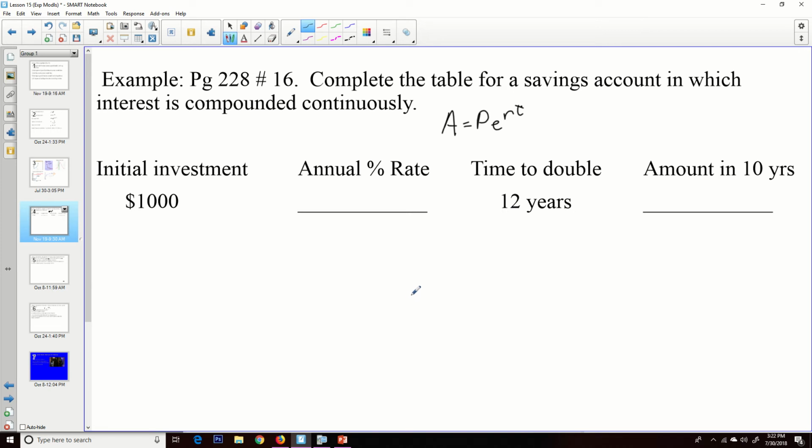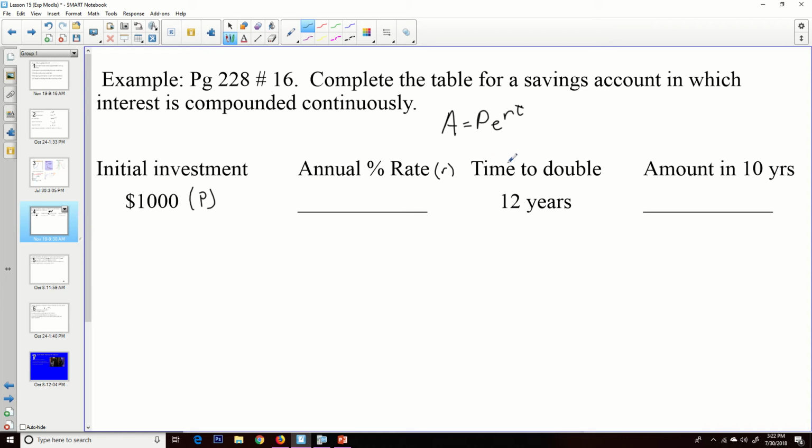Well, if I use the fact that the initial investment is 1,000 and the time to double is 12 years, the amount in 10 years, I really can't come up with anything there. Why? Because I have an initial investment, so I know what P is. This is going to be P. This initial rate, well, that's my R. Here's a time, and the amount in 10 years, well, I still don't know that. And I also don't know the rate. So I'm still without R, and I'm still without a final amount. So it would be very difficult for me to solve for the amount in 10 years first.